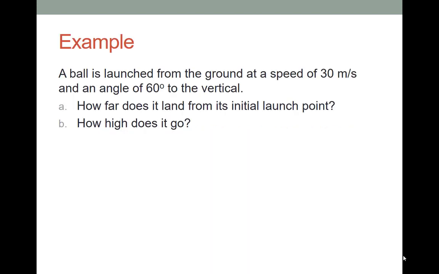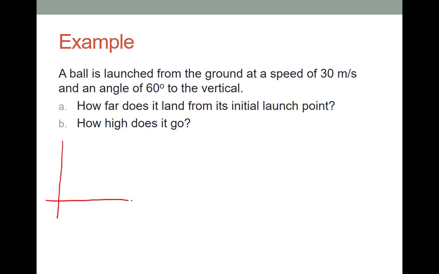The first one involves a ball being launched from the ground at a speed of 30 meters per second at an angle of 60 degrees to the vertical. You want to know how far away does the projectile land from its initial launch point, and how high does it go? So in a great many ways, this particular problem has two parts to it because you're looking at two different final locations for the two parts.